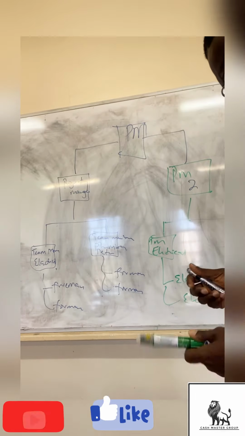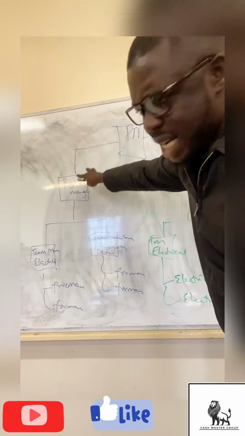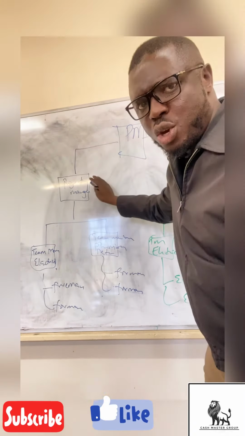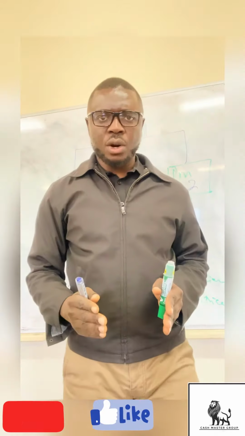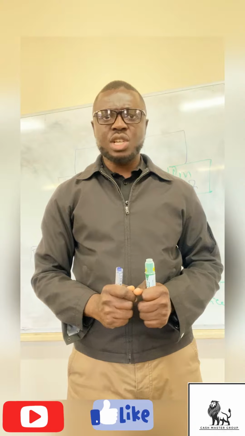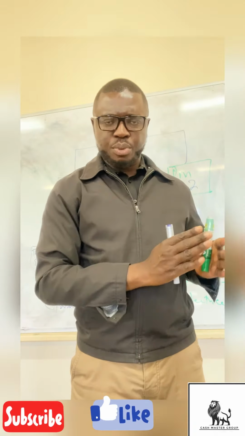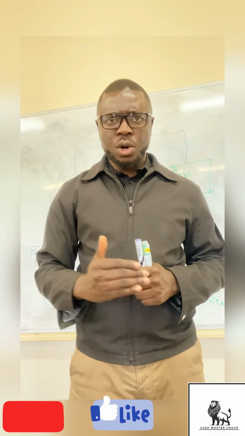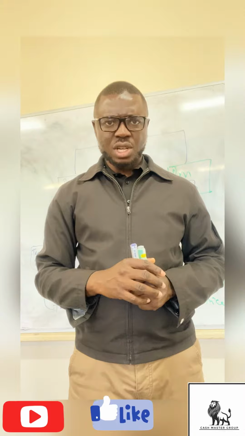Now, what happens here is the matrix organizational structure is used only when two or more projects are going on at the same time. You cannot use the matrix organizational structure when one project is going on. Two or more related projects must be going on at the same time. And then you use the matrix organizational structure.